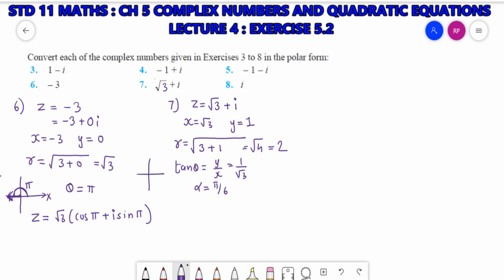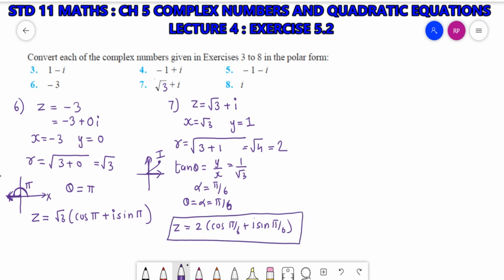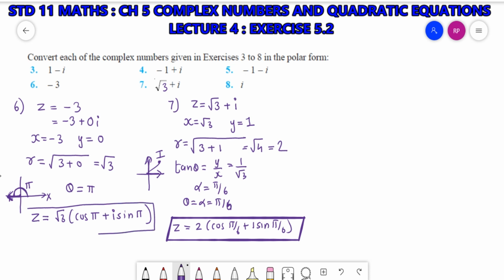Now, as both x is positive, y is positive, so the complex number will be in the first quadrant, so theta will be equal to alpha. So theta is equal to alpha is equal to pi by 6. So representing it in polar form, z is equal to r, that is 2, cos theta, that is pi by 6, plus i sine pi by 6. This is the answer for 7th. This is the answer for 6th.